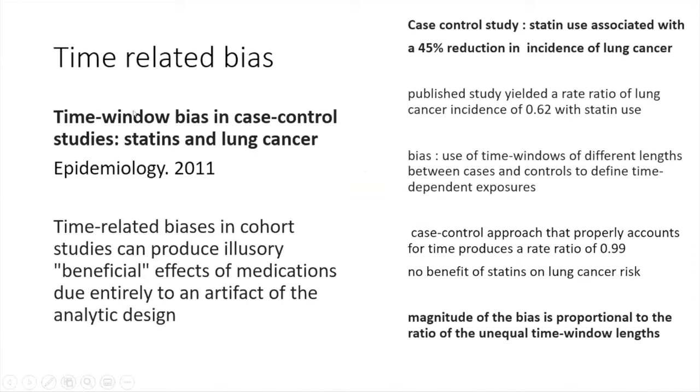Here's one method of bias that we have learned about. This is a case control study. This was presented in the UK, with the same patients being looked at different times in the trial. So this drug was associated with a 45% reduction in the incidence of lung cancer, and it was published with that risk ratio. However, the problem was time window and length of follow-up between cases and controls. And when that was corrected, that was the rate ratio, okay? So there is actually no benefit of statins. But just because we looked at the study population at different times, it appeared to give this risk ratio. So the magnitude of bias was actually proportional to the ratio of unequal time window lengths of follow-up. So even time window can produce bias.